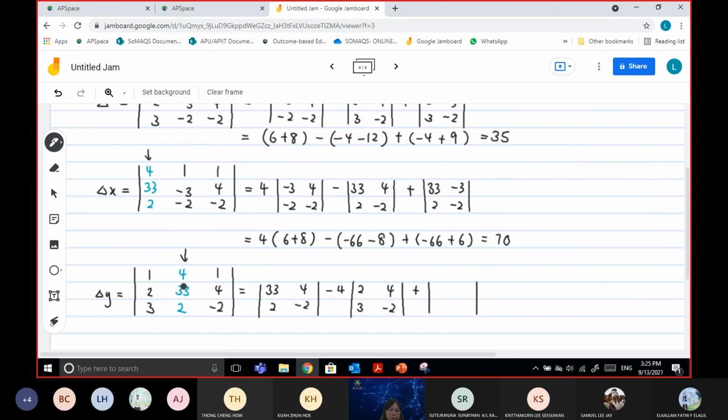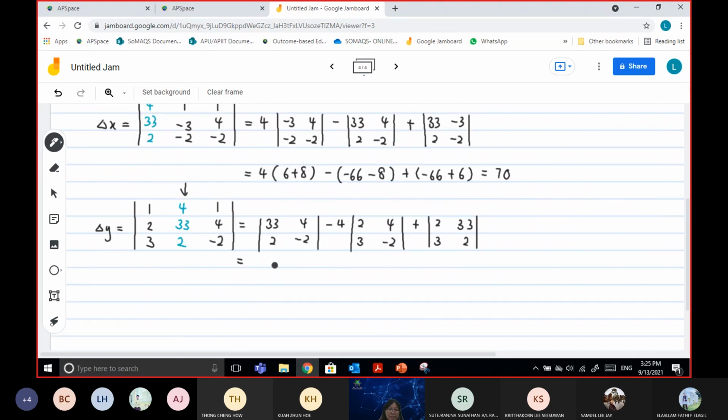Then blocking first row, third column, 2, 3, 33, 2. Okay, then let's calculate the value. -66 minus 8 minus 4 times -4 minus 12 plus 4 minus 99. So what is the determinant for y, students? -105. Okay, -105. Thank you.